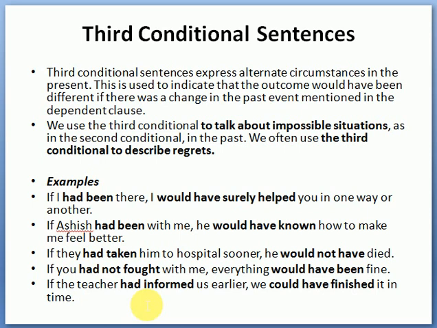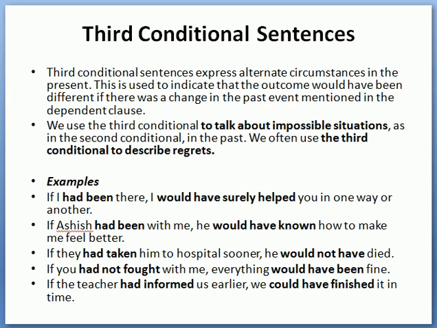Now we will see what happens in the third conditional sentence and what its grammatical structure is. We see that the third conditional sentence is used to talk about impossible situations as in the second conditional, and we often use the third conditional to describe regrets. So that is used to describe regrets.